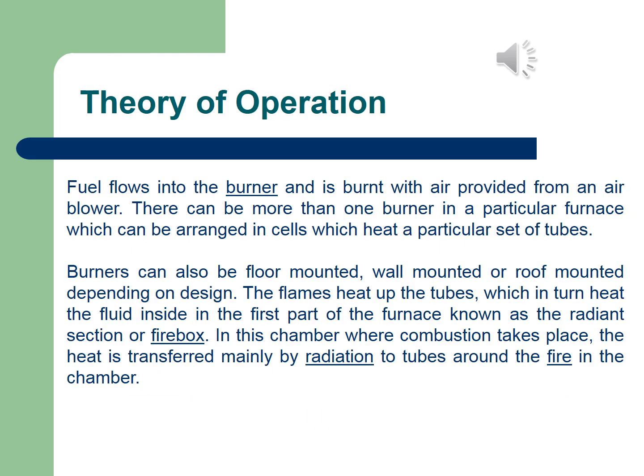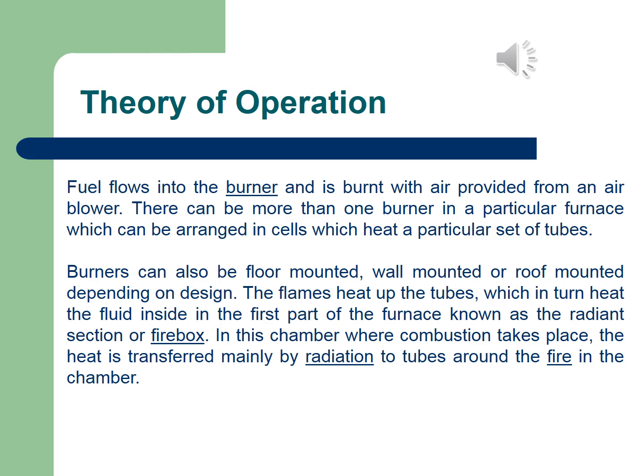If you look at the theory of operation, fuel flows into a burner and is burned with air provided from an air blower. There can be more than one burner in a particular furnace, which can be arranged in cells which heat a particular set of tubes. The burners can also be floor mounted, wall mounted, or roof mounted, depending on the design, as we will see later. And the flames heat up the tubes, which in turn heat the fluid inside in the first part of the furnace, known as the radiant section or the firebox.